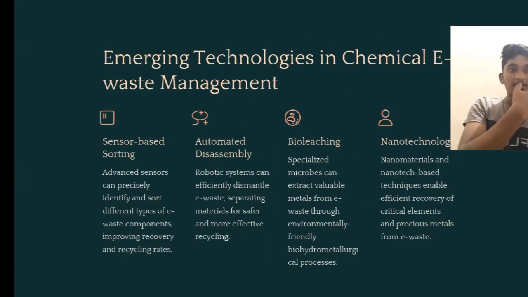Emerging technology in chemical e-waste management: sensor-based sorting, automated disassembly, bioleaching, etc. Sensor-based sorting: advanced sensors can precisely identify and sort different types of e-waste components, improving recovery and recycling rates. Automated disassembly: robotic systems can efficiently dismantle e-waste, separating material for safer and more effective recycling.